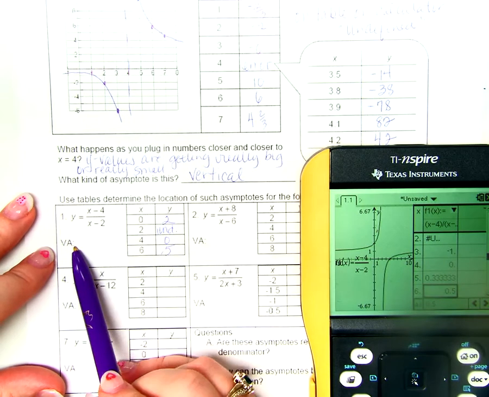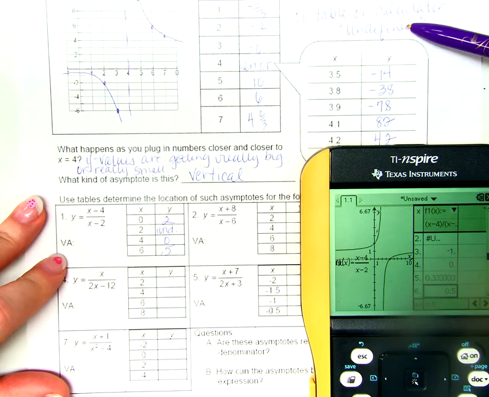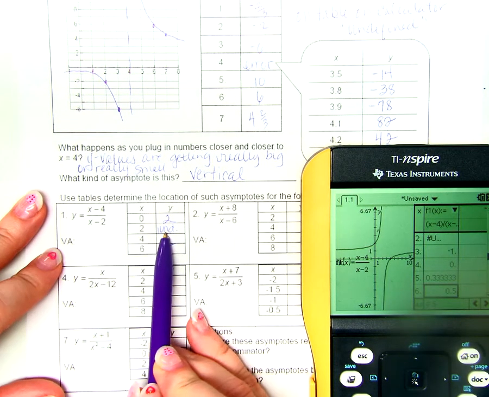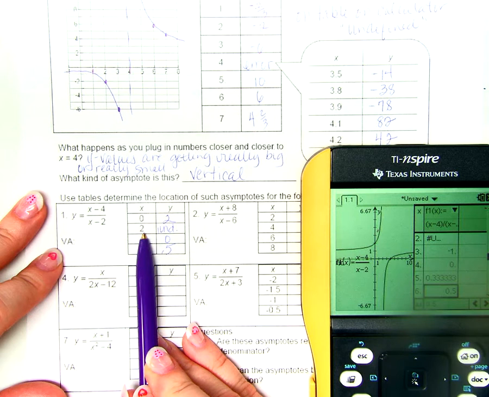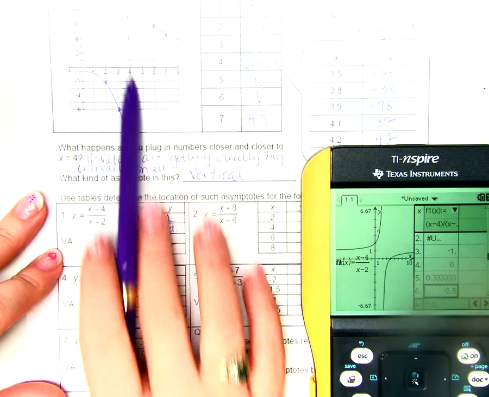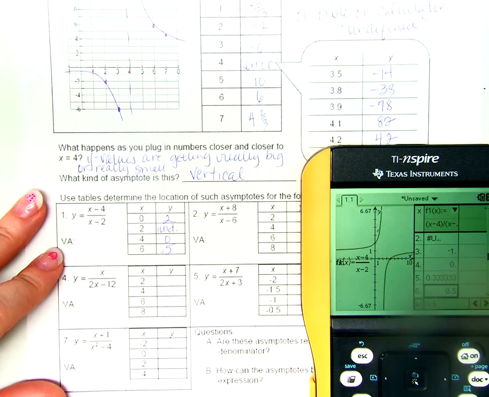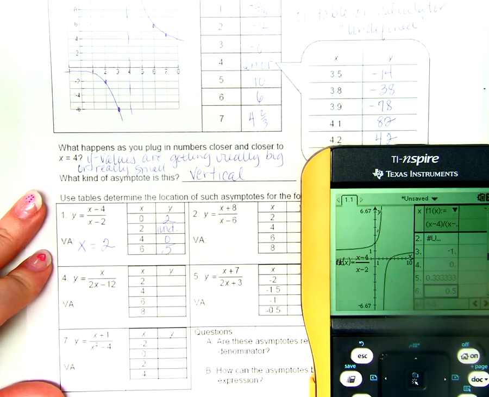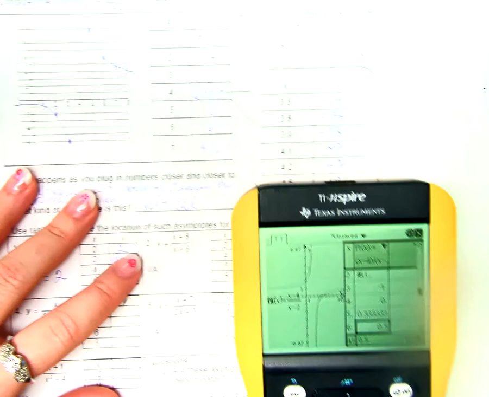So where is my vertical asymptote? Where is my undefined on my calculator? Well, it's at 2, but remember, we don't want to just put 2. 2 is a number. Where would that vertical line be if there was a vertical line there? It would be at x equals 2. Okay? So look at number 2.